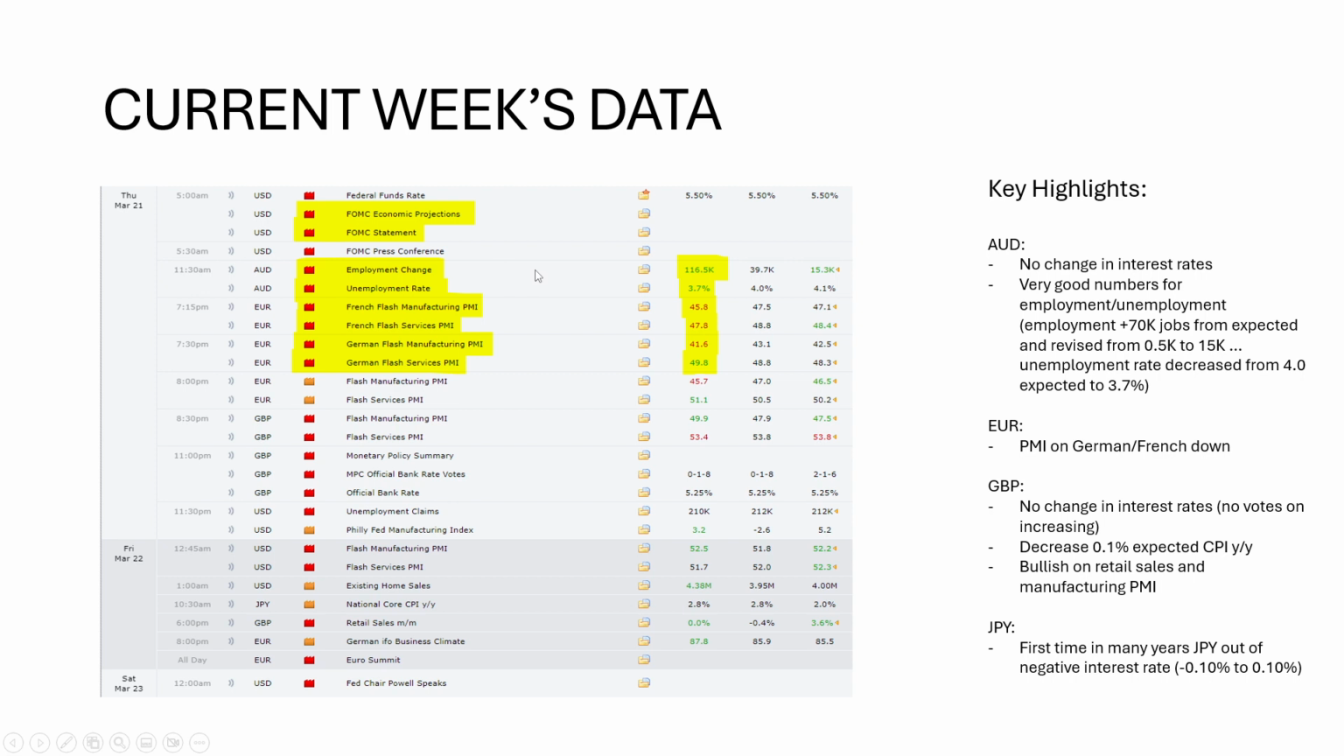Personally, I think it's more important than inflation, at least from what I've been seeing with my limited knowledge. So yep, that's on that. Euro, you can see PMI is all down, so not really strong on the euro. Pound, no change in the interest rates on the monetary policy. Decrease expected CPI. Bullish on retail sales and manufacturing PMI.